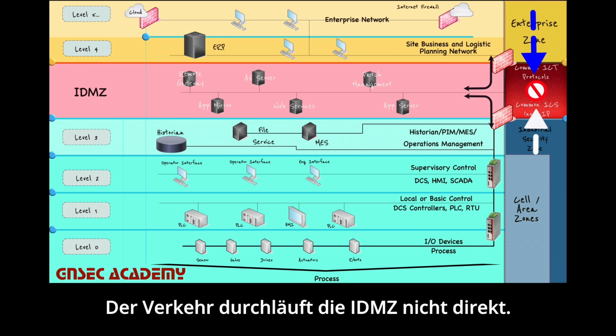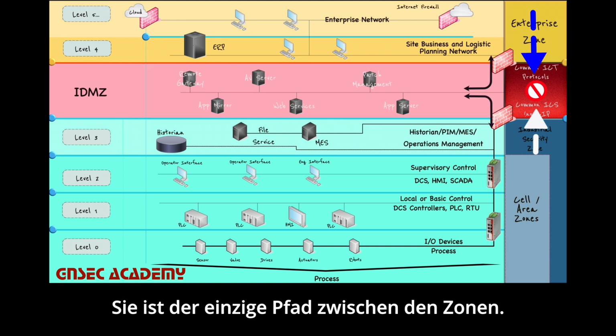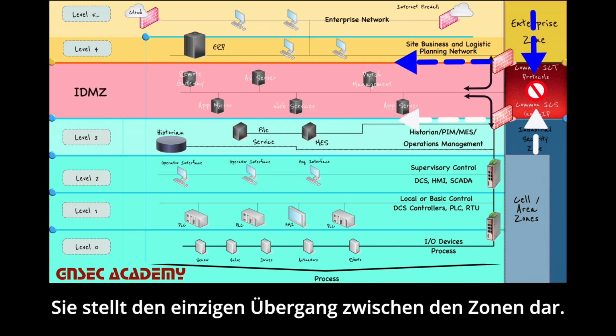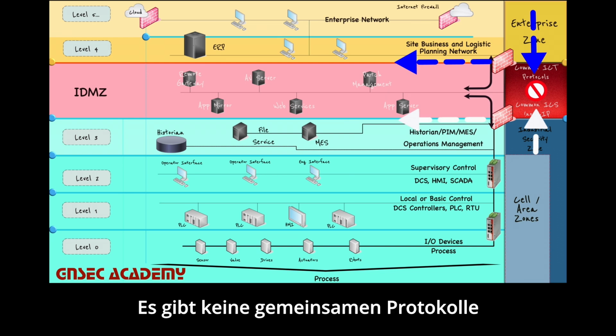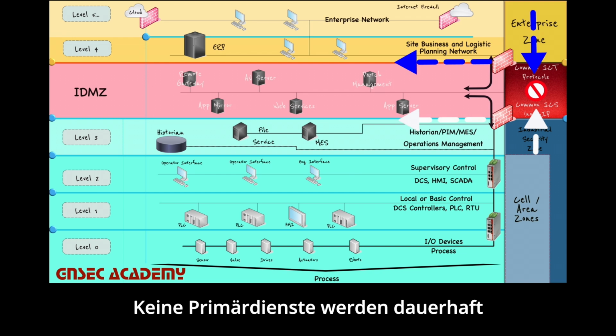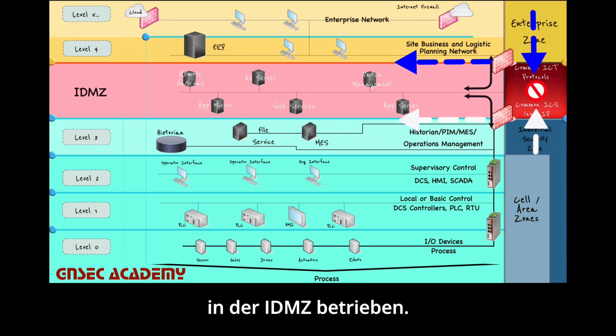All network traffic from either side of the DMZ terminates in the IDMZ. Network traffic does not directly traverse the IDMZ. It is the only path between zones. There are no common protocols in each logical firewall. There is no control traffic into the IDMZ. CIP stays home in the industrial security zone.